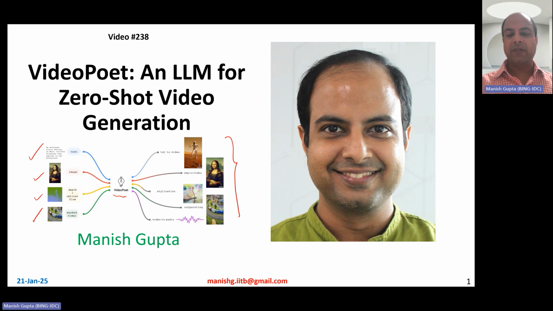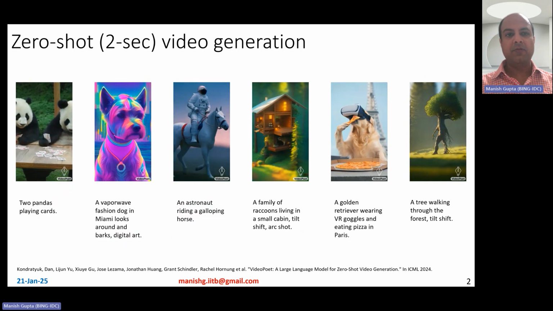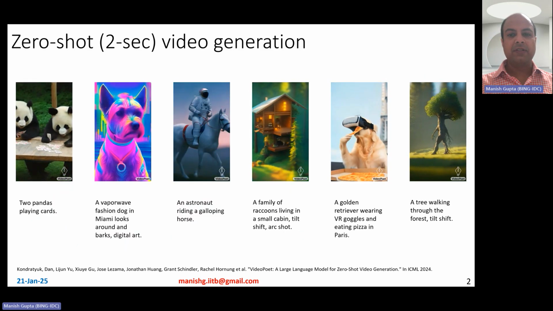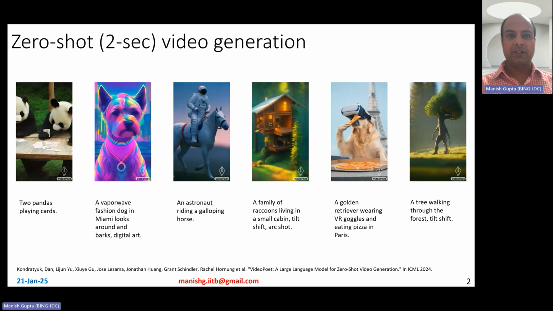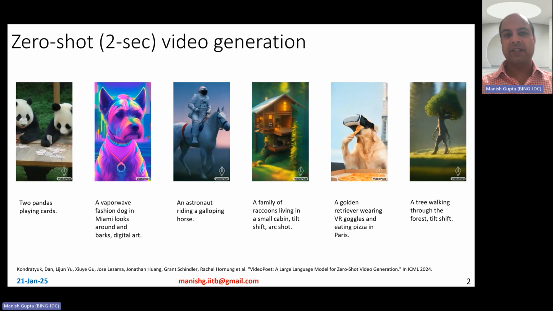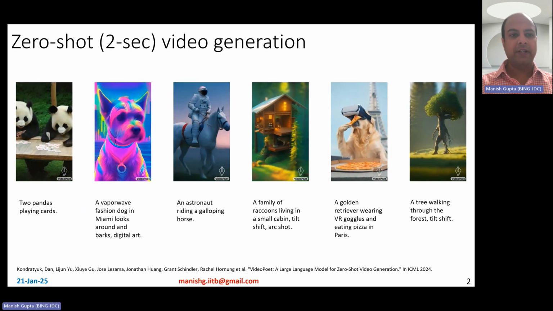So therefore, it can be used for various kinds of video generation tasks like text to video, image to video, stylization, outpainting, video to audio, and so on. Okay, so let's get into details about what all this model can do, what all VideoPoet can do. The first task it can do is zero-shot video generation, and by default, it generates about 2-second long videos.